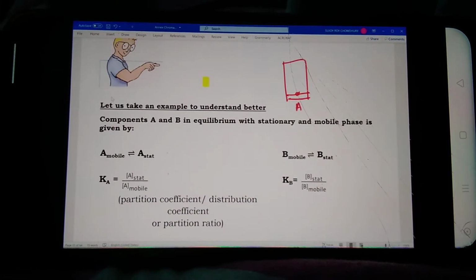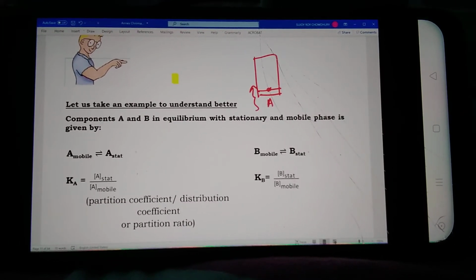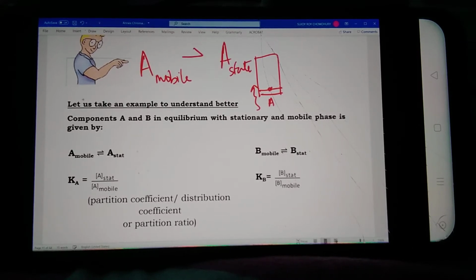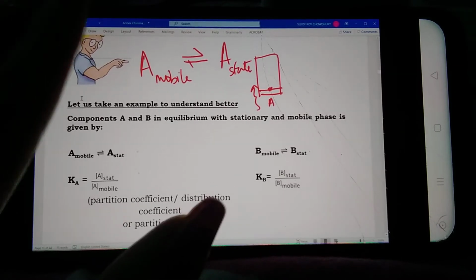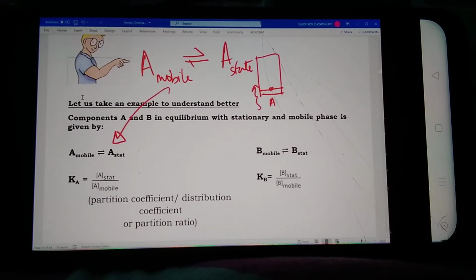Then basically that is the mobile phase going up. Then A is being distributed at a particular point of time. Some part of A is in the mobile phase, and some part of A is in the stationary phase, and there is an equilibrium between these. So that equilibrium is being studied over here, and this is the equilibrium constant.